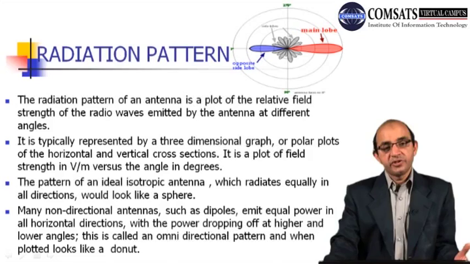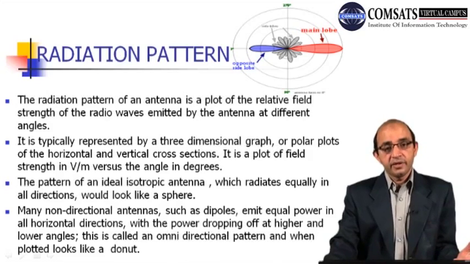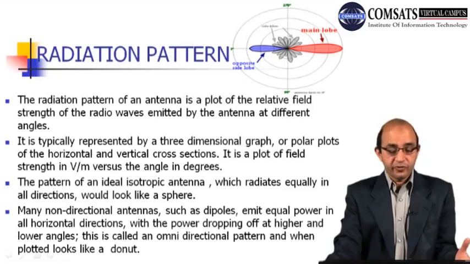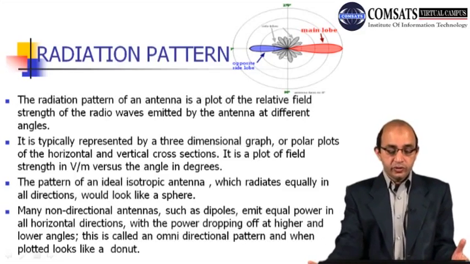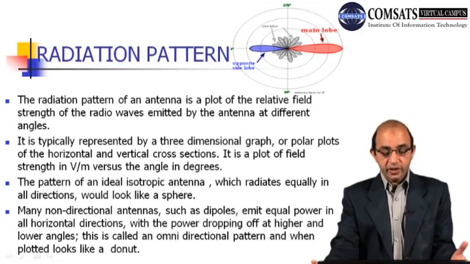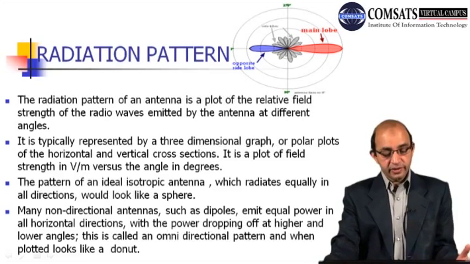Because as we mentioned, in the case of the transmission antenna, for example, it radiates energy, and that energy is actually the EM wave, or electromagnetic form of energy, radiated from the antenna at different angles. So if we plot the radiation at different angles, we would get a radiation pattern. In order to represent this radiation pattern, we have a three-dimensional graph, or maybe a polar plot of the horizontal and the vertical cross sections. So it is a plot of the strength versus the angle in degrees.